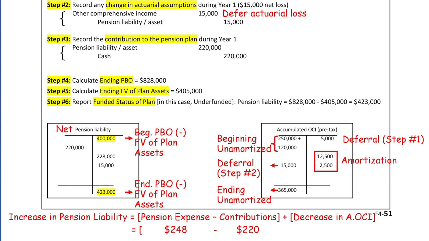Now accumulated OCI, that's part of equity. It's supposed to be having a credit balance. But then since you had unamortized losses, it had debit balances. Now a debit of 370 at the beginning of the year became 365 at the end of the year. So actually you could say accumulated OCI increased. So when I'm looking at the decrease in accumulated OCI, no, it's increased. So write -5.